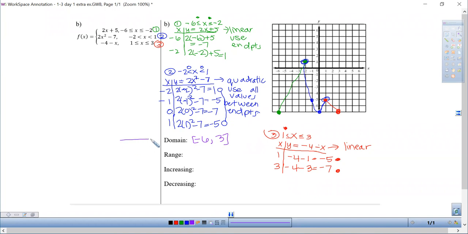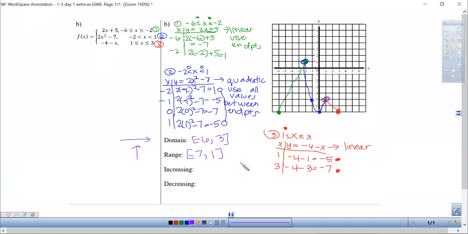Range, so remember that I'm looking this way for domain. For range, I'm looking from bottom to top. So the bottom of my graph, I have points at -7. So my range starts at -7. Again, they're all filled in points, so it's included. If at least one of those is filled in, it's included. And then if I go up, I have points everywhere until I hit 1. My maximum value here is 1. Again, it's also filled in, so it's going to be a bracket.